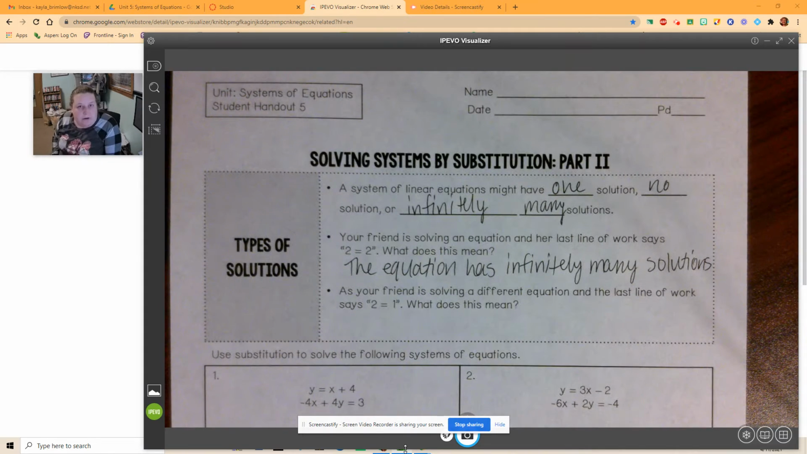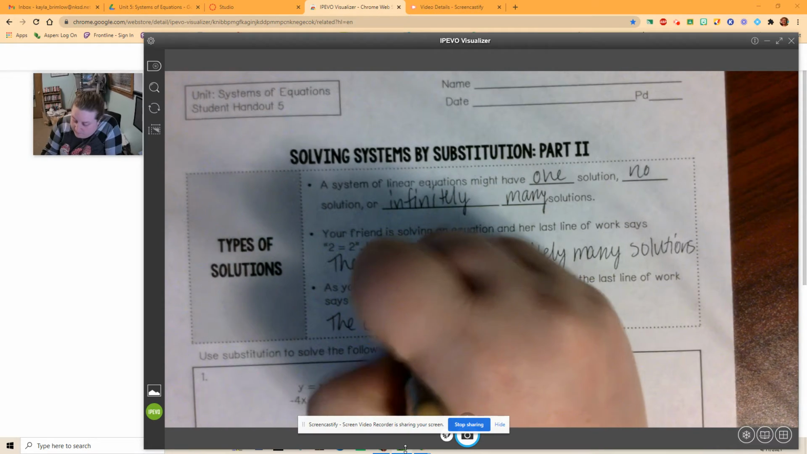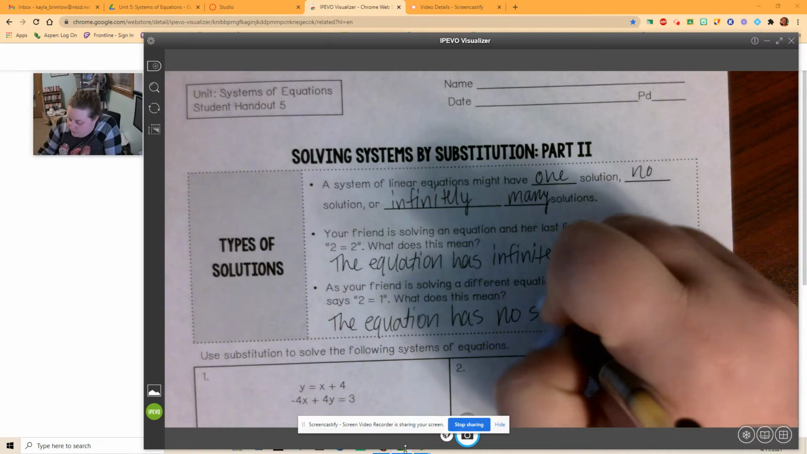A lot of people get tripped up like that. It almost seems too simple, like a trick question, but it's not. Same with the next one. Your friend is solving a different equation and the last line of work says 2 equals 1. What does this mean? 2 is never going to equal 1, ever. So if that's all we're left with, all the variables cancel out, that means there is no solution. So the equation has no solution.